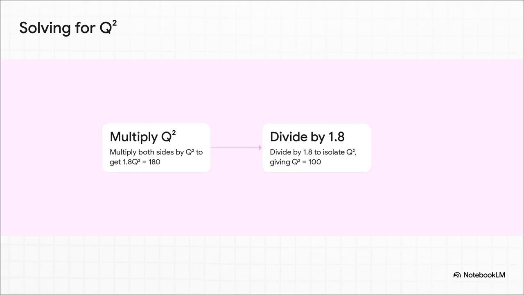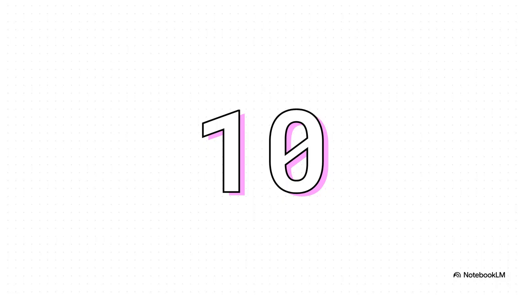And 180 divided by 1.8 gives us a wonderfully clean number. We're left with q squared equals 100. And we are right at the finish line. If q squared is 100, we just take the square root of both sides. The square root of 100 is 10, so our final answer for q is 10. The trap snapped shut and we got it.